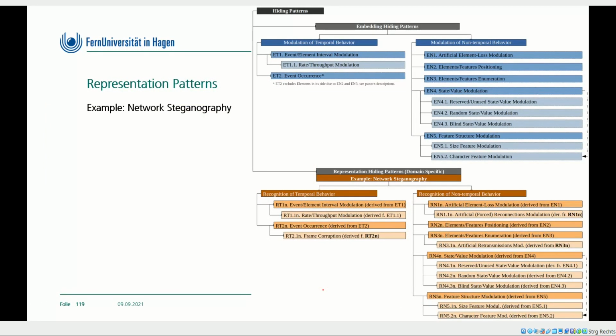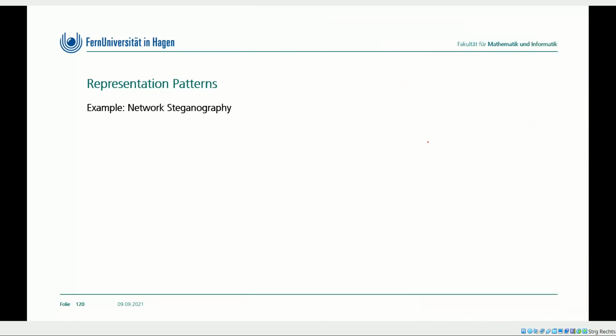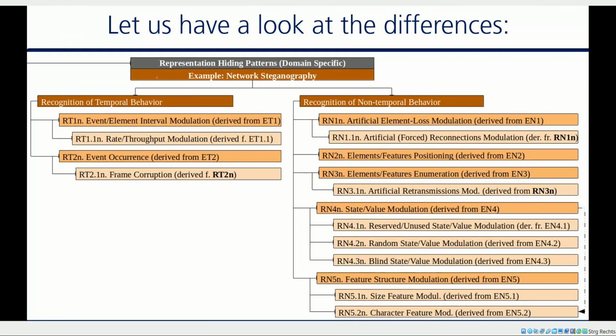Alrighty, and then so while the embedding patterns are generic, we can derive specific domain-specific patterns as well, and also the representation patterns, as we can see here. So let's zoom in. These are the network steganography patterns, and essentially they are just the same as the embedding patterns. If they are domain specific, then you see the domain indicator, which is the lowercase n here for the network steganography domain. However, there are some specific derivations which I kept in bold font here.